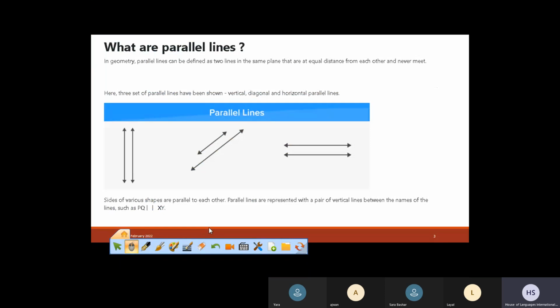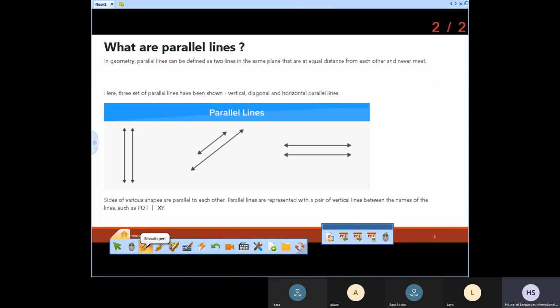As I told you before, parallel lines are two lines that never intersect and they have the same distance. That means the distance from this line to this line is the same, like 1 meter as an example. Here, they are the same. Here also, between them, the distance is the same. So the distance between the two lines is the same, and they will not intersect.